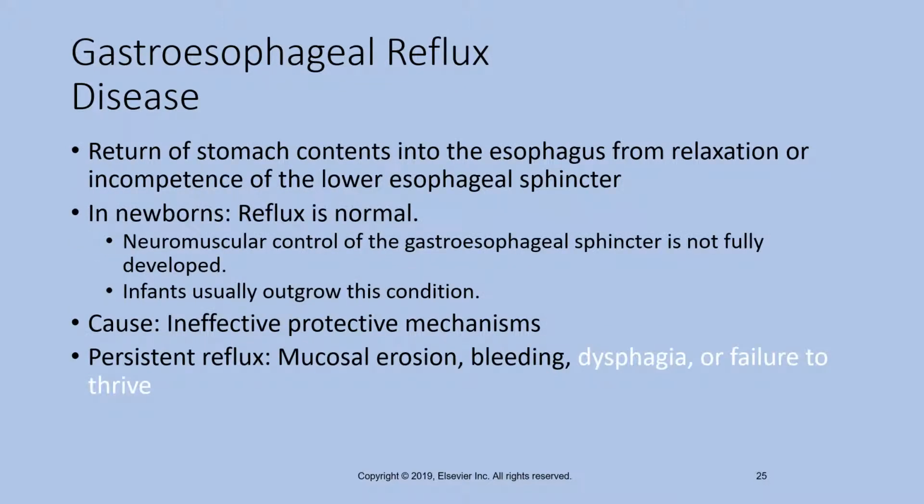Gastroesophageal reflux disease is the return of stomach contents into the esophagus from relaxation or incomplete competence of the lower esophageal sphincter. In newborns, reflux is normal. Neuromuscular control of the GE sphincter is not fully developed, and infants usually outgrow this condition. Cause: ineffective protective mechanisms. Persistent reflux leads to mucosal erosion, bleeding, dysphagia, and failure to thrive.